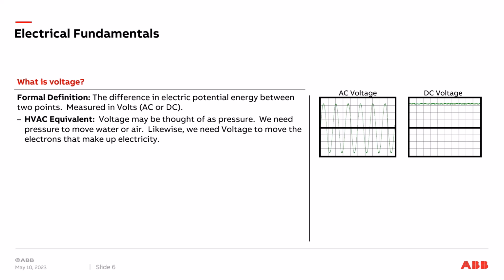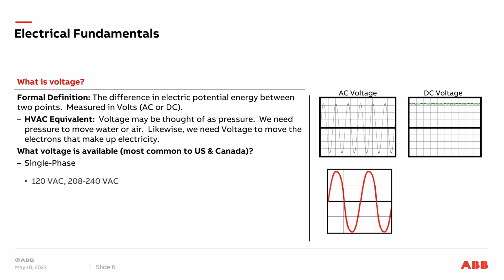On the right-hand side, we're showing AC voltage, where the voltage crosses zero and changes, and a DC voltage is a direct current voltage above the point of zero. What voltages are available and most common in the US and Canada? Single phase 120 volts AC is what's used in your house. And then there's 208 to 240 volt AC that comes into your house too, single phase.